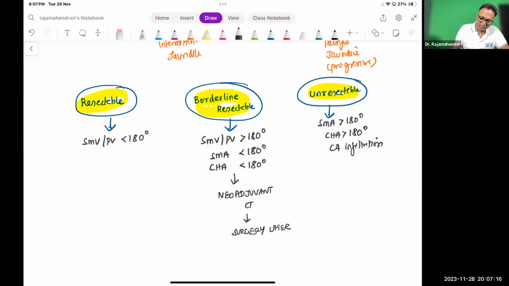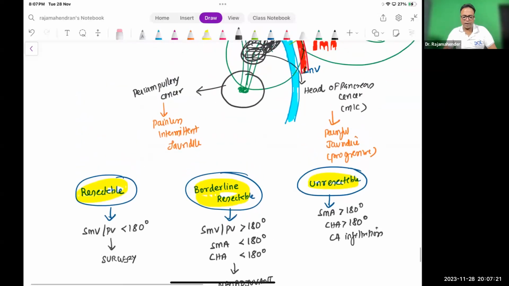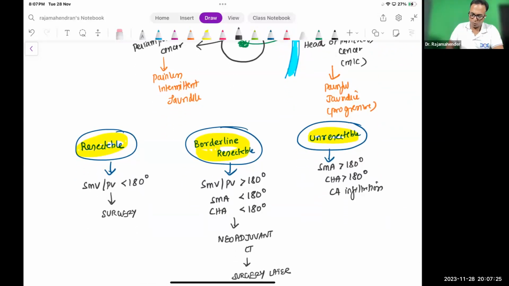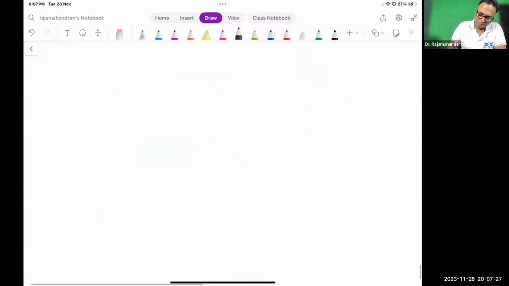But for a resectable cancer, directly taken for surgery. So tell me, what is the surgery done for both the cancers, periampullary and head of pancreas, both same surgery? What is it? The surgery is known as Whipple's. So definitely the examiner will ask you to explain about Whipple's operation.